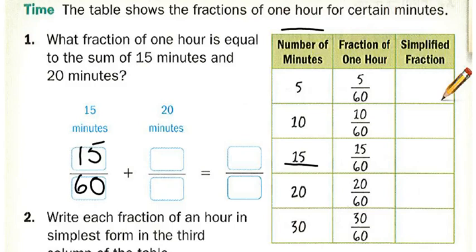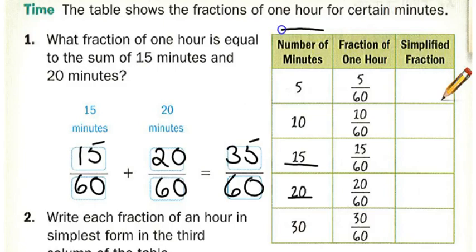Then for 20 minutes, I look down here and I find 20. That one's 20 minutes out of 60 minutes. Again, 20 out of 60. Looking at this, I have like fractions. They both have the same denominator of 60, so I can add those two together pretty easily. So 15 plus 20 gives me 35, and I'm adding the fraction, so my denominator stays the same. Adding those together, it's 35 out of 60.